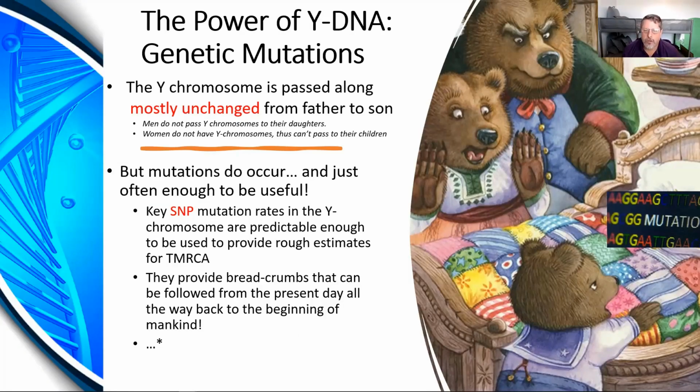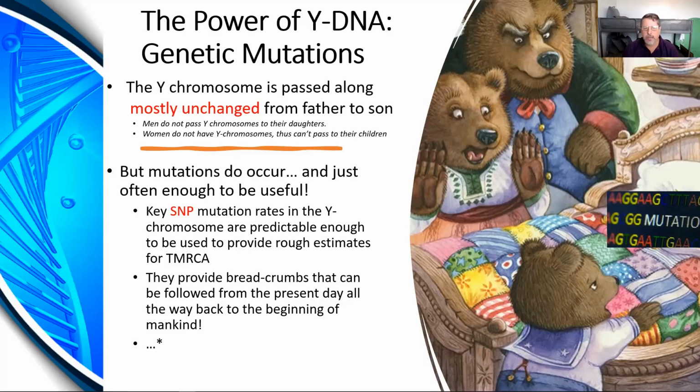All right, so the mutations are important to understand because that's really where the power of DNA comes from. And the Y chromosome, of all the different types of DNA tests, uses it the best, in my opinion. So the Y chromosome is passed along mostly unchanged from father to son, and mostly unchanged is important because if it moved and never changed, then we couldn't use it for Y DNA. There would be no signals for us to follow. Some mutations do occur, and just often enough to be useful. So key SNP mutation rates in the Y chromosome are predictable enough to be used to provide rough estimates for time to most recent common ancestor. That's very important for genealogy.